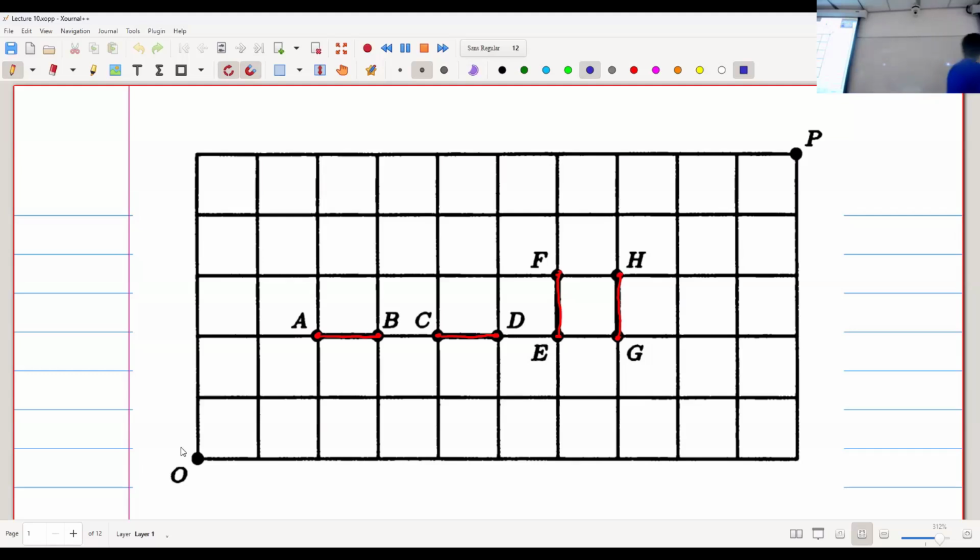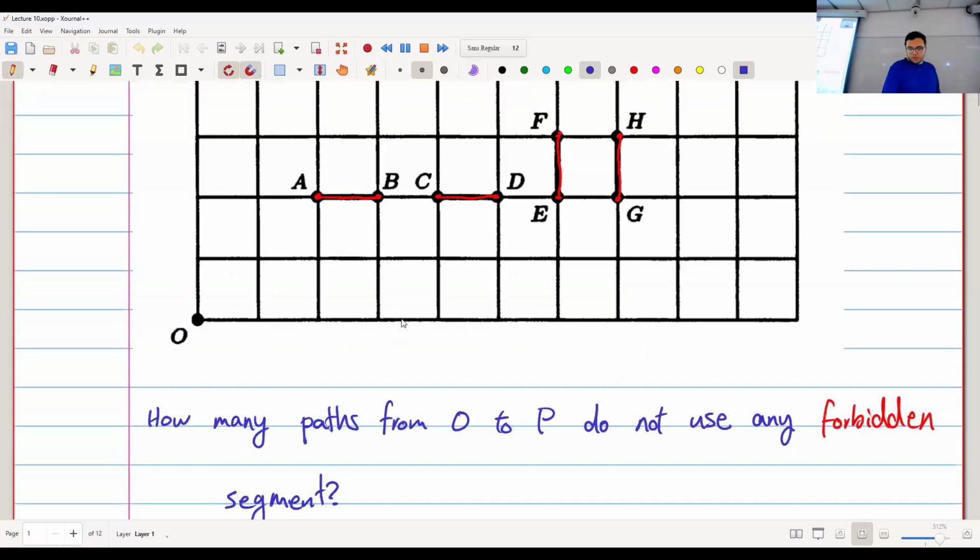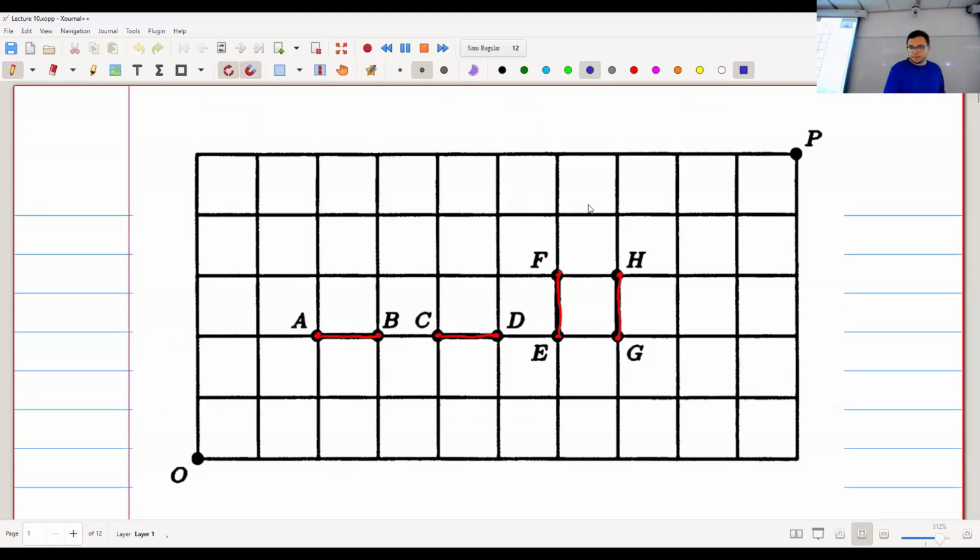Let's look at this problem again. So I want to go from O to P, and in every step I can go 1 unit to the right or 1 unit up. And there are a bunch of forbidden edges or forbidden segments, and I don't want to cross any of the forbidden segments. So my question is, what is the number of paths from O to P that don't use any of these forbidden segments in red?